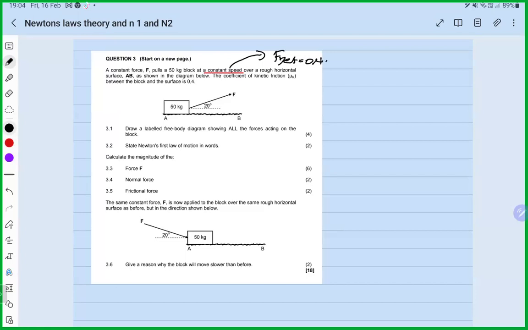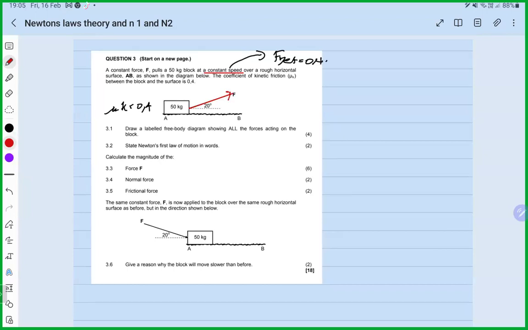It's moving over a rough horizontal surface AB, as shown in the diagram, and you are given the coefficient of kinetic friction between the block and the surface to be 0.4. So you're given your mu k value here to be 0.4. Draw a labeled free body diagram of all the forces acting on the object. Now, please note, you've got an applied force here that is actually acting at an angle.